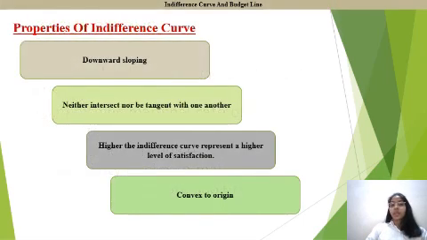The next one is the properties of indifference curves. You can see that the first one is that they slope downward. They do not intersect nor are they tangent to one another. A higher indifference curve represents a higher level of satisfaction, and they are convex to the origin. So I can explain this.